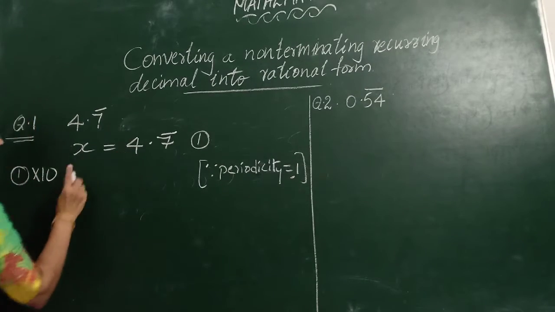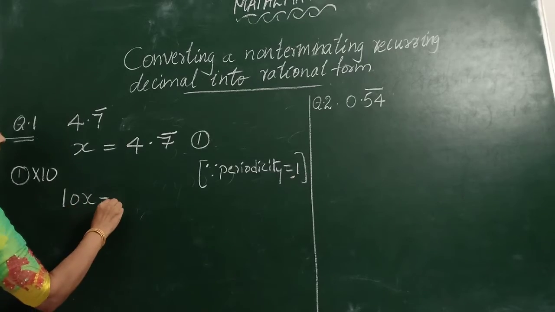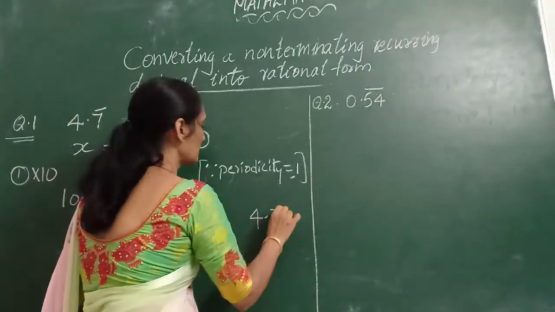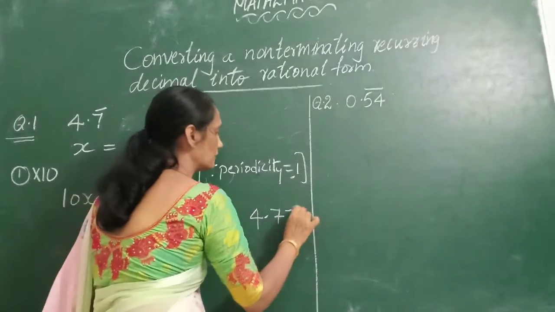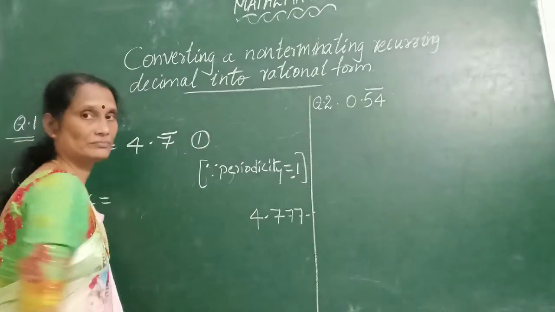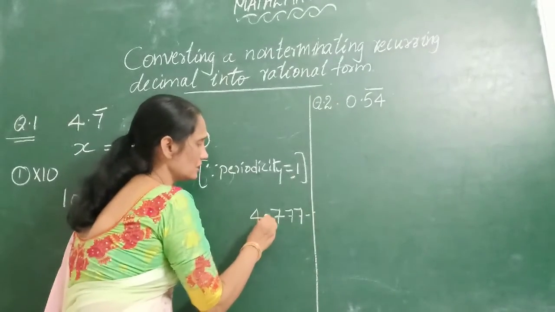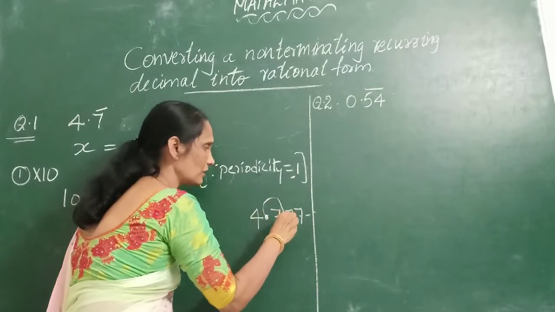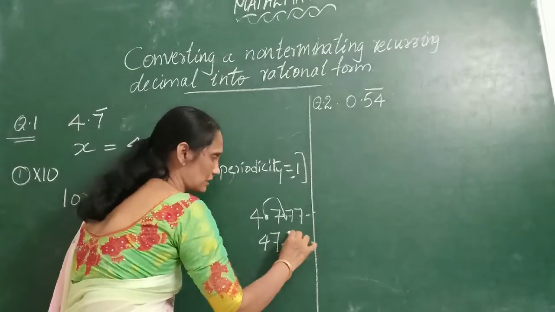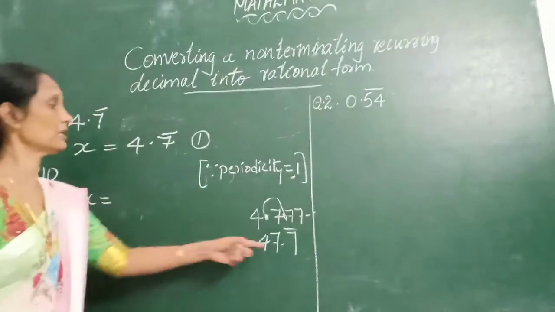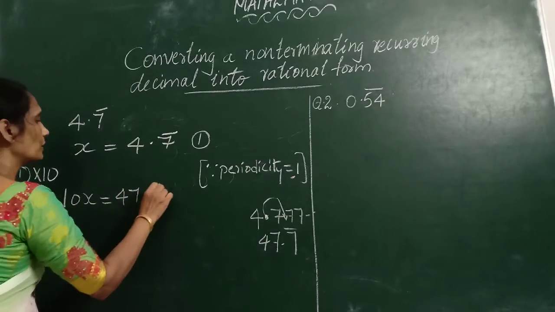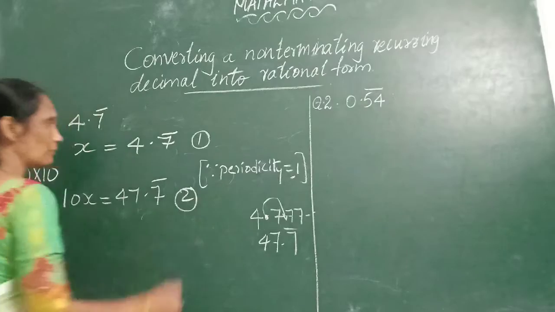So how does it become? 10x is equal to, let us see how it will become. 4.7 bar means 4.777 like this, right or not? It will go on like that. When you are multiplying this one by 10, the decimal point will move one digit, right? Means it will come here. So what does it become? 47.777 etc. That means it will become 47.7 bar. This is equation number 2.